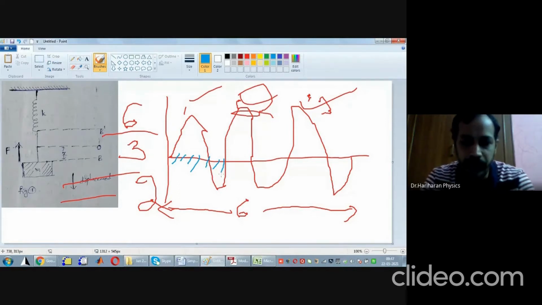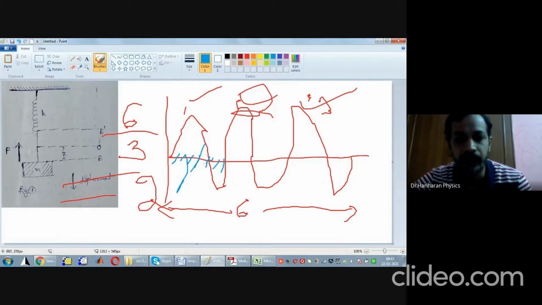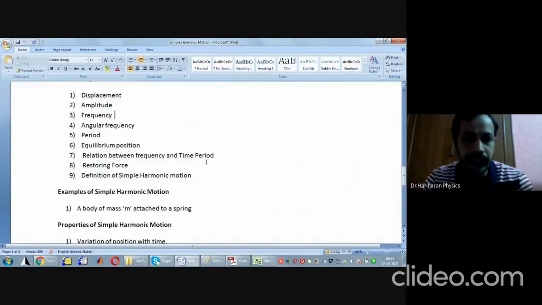Okay. Once again, I'll repeat. What is the duration of this pulse? 6 seconds. And how many pulses are there within 6 seconds? 3. Therefore, 6 divided by 3 will give me 2. What is 2? 2 is nothing but this time period, which I have shown in blue color. Okay, clear? This is done. Next is, what is equilibrium position? I already told. Next, what is the relationship that exists between frequency and time period?